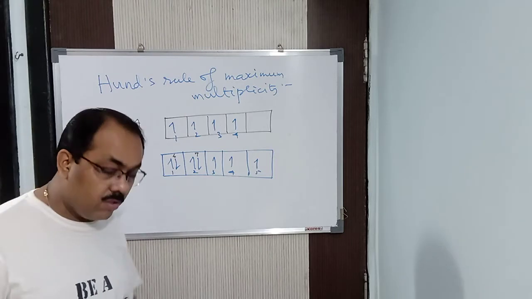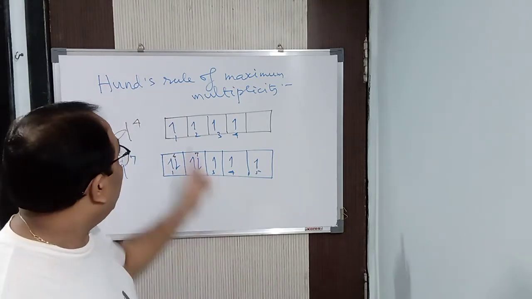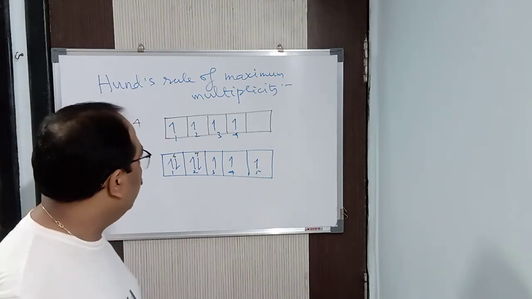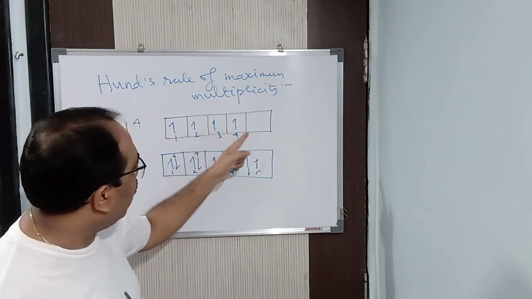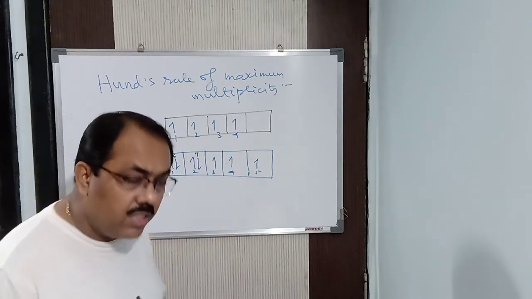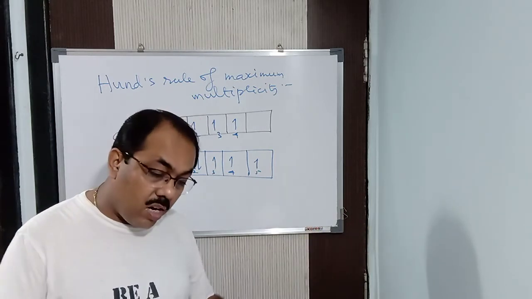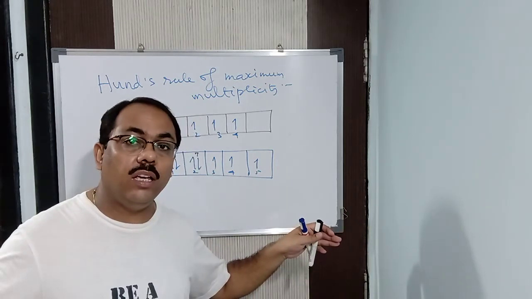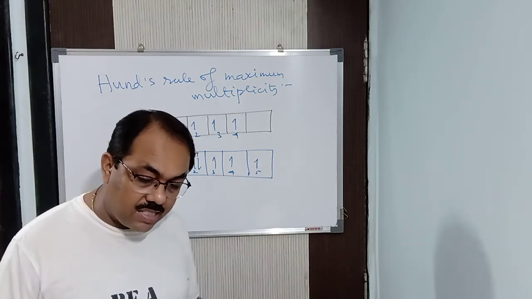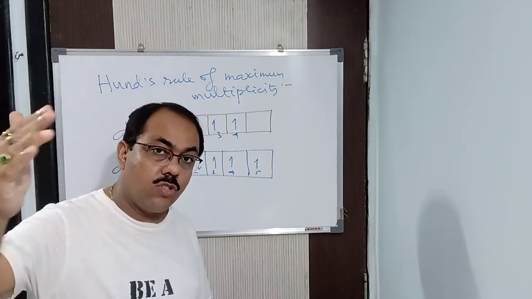Clear? Now the question is, why is it so? How did Hund come to know about it? See, when you are filling one electron in each orbital, then you are distributing the energy equally in each orbital. When you are distributing the energy equally, then energy is less and stability will be more. Mind it, energy is always inversely proportional to stability.